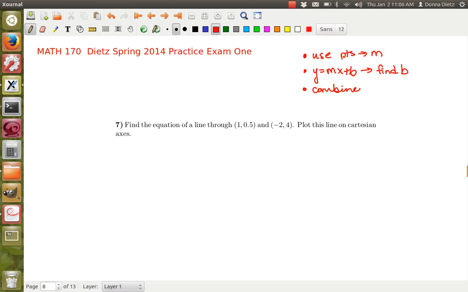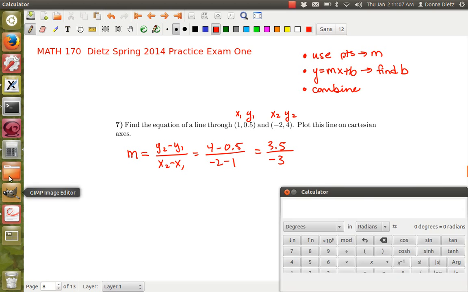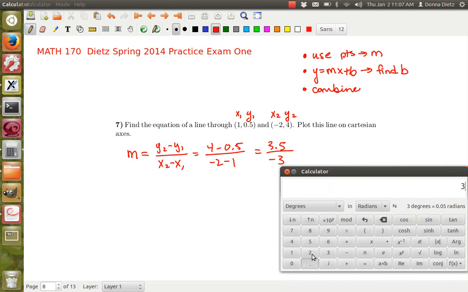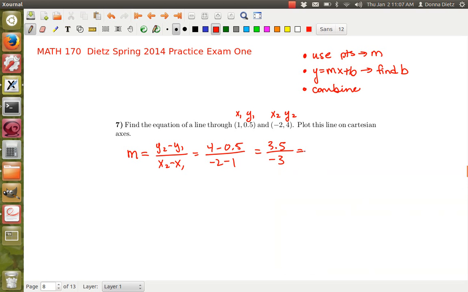Okay, so first step, find m. m is y2 minus y1 over x2 minus x1. So 4 minus 0.5 over negative 2 minus 1, so you get 3.5 over negative 3. Okay, this is very silly to use a calculator for this, but 3.5 divided by 3, 1.16666.